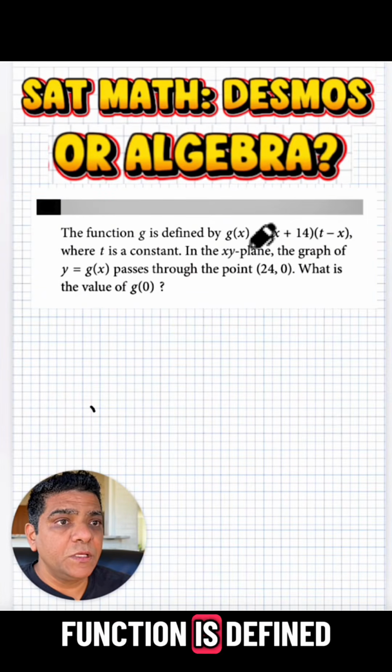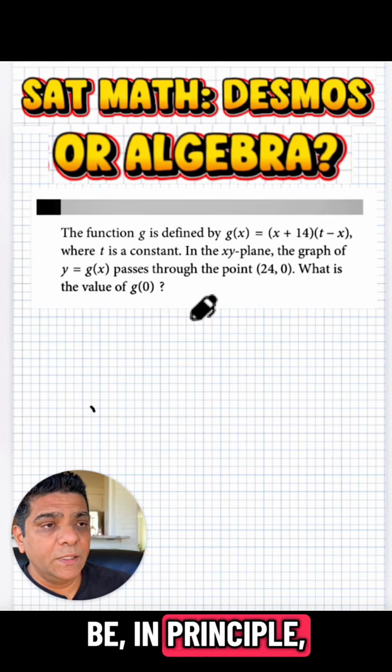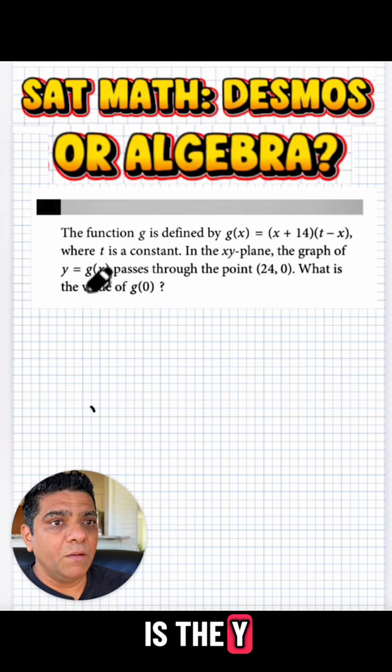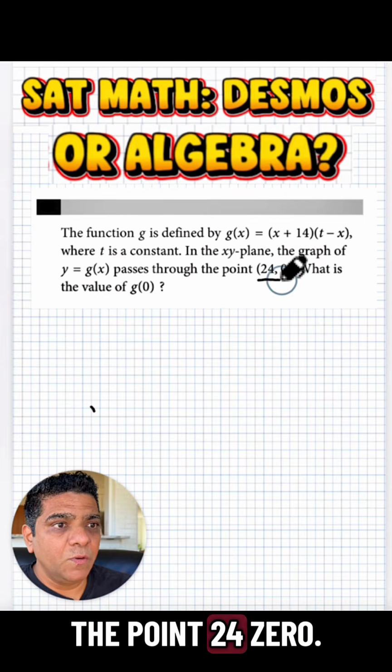Trying to solve this algebraically. The function is defined by g of x equals (x + 14)(t - x), where t is a constant. What is given to us is that y equals g of x passes through the point (24, 0). So we have that information.